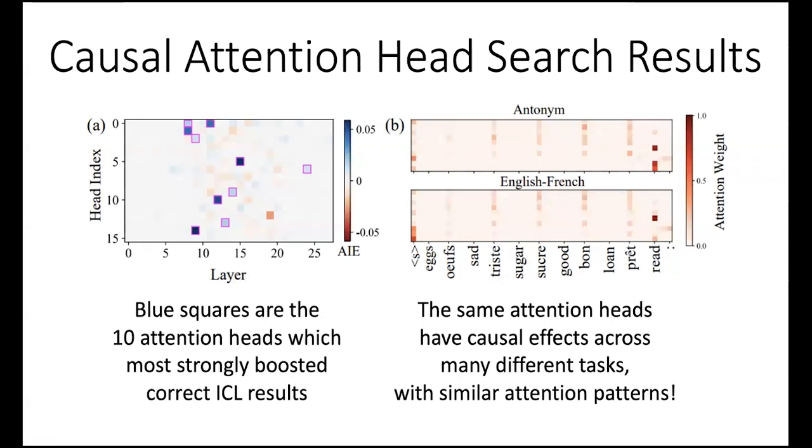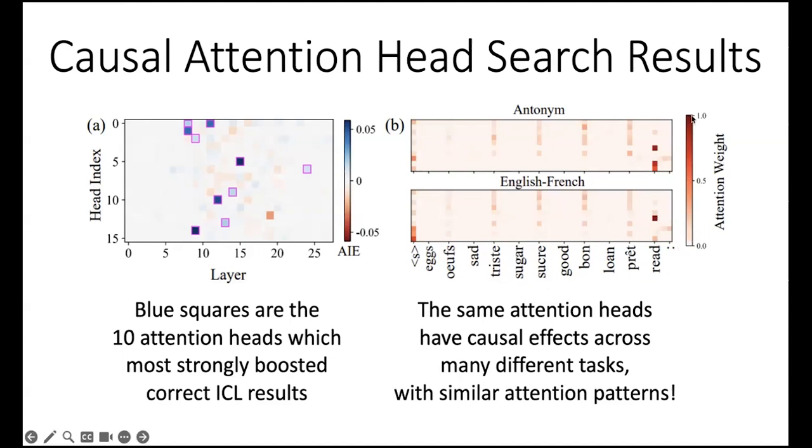And so, this was actually kind of surprising for us. We imagined that maybe each task would have a different set of attention heads, but we found that it was actually the same set of attention heads across a wide variety of tasks. We have dozens of tasks that we have tested in this way across different levels of complexity, and it's basically the same attention heads. And these attention heads have a very distinctive pattern regardless of the task.